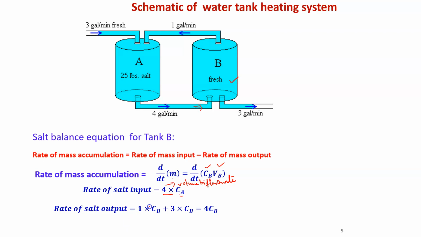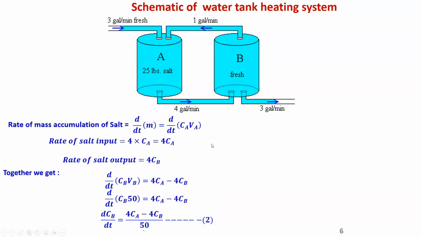And then for the rate of salt output, there are two outputs, one at the top and another at the bottom. The tank B salt concentration is Cv, so we can write 1 into Cv, that is flow rate and this is the concentration, again flow rate and concentration. This flow rate is 3 gallons per minute. So ultimately the rate of salt output is 4Cv. Now if we write it together, what will we get? This is the equation: accumulation, input and output. So d/dt of CvVv equals 4Ca minus 4Cv.